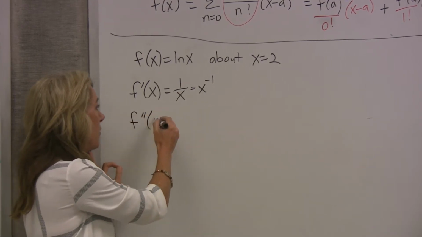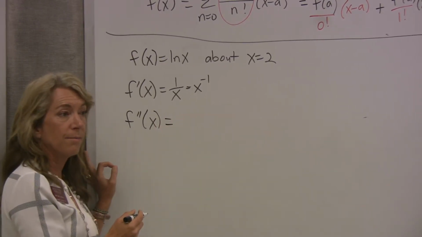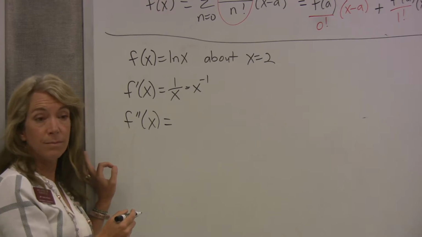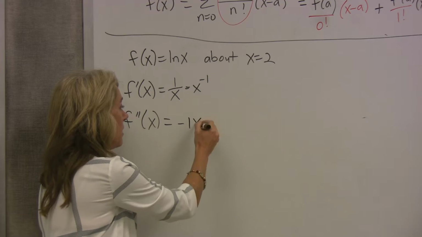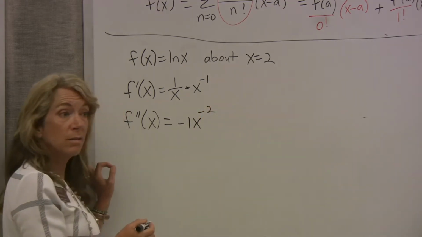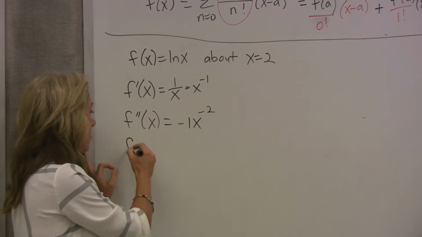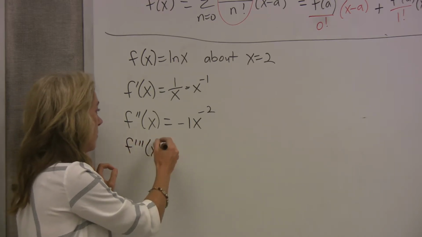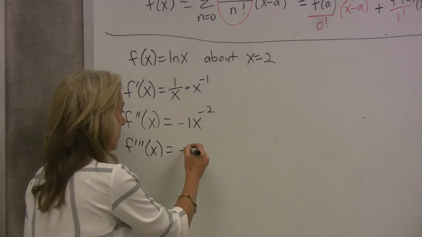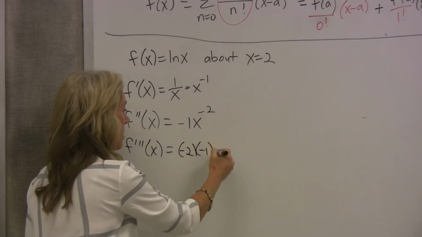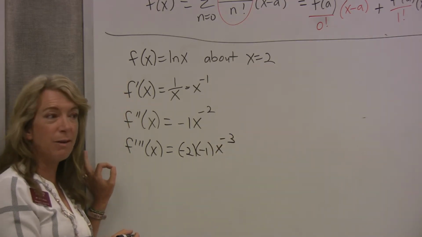So f double prime of x is negative 1 x to the negative 2. Third derivative, negative 2 times negative 1 times x to the negative 3. I love it, he's got my don't simplify thing down now. Right, he brought down the negative 2 and didn't simplify.